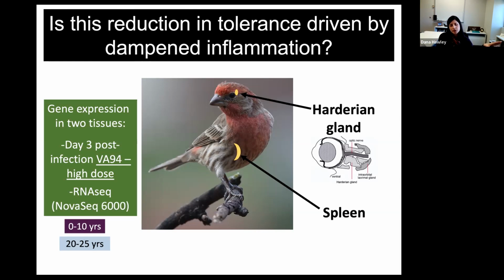We only looked at the 2 extremes in terms of our population categories, so the 0 to 10 years and the 20 to 25 years. And we looked at 2 immune tissues. Today, I'm only going to talk about Harderian gland results. This is a secondary lymphoid tissue that's behind the eye.